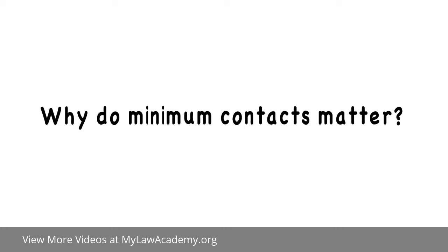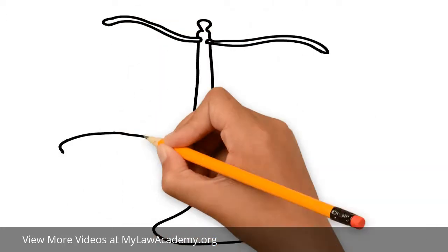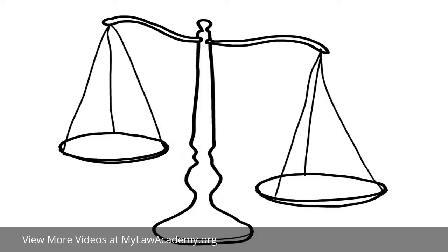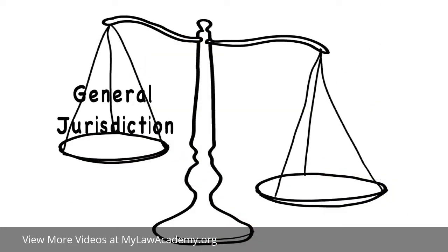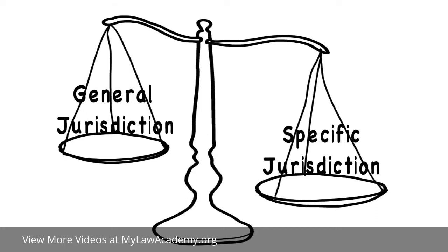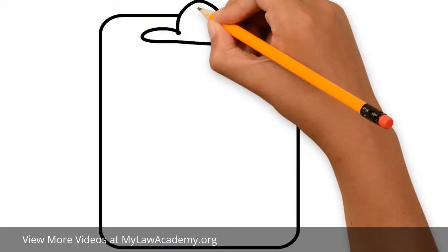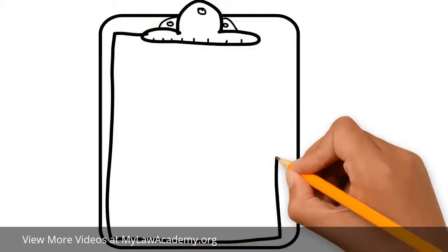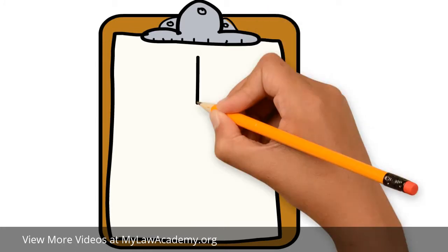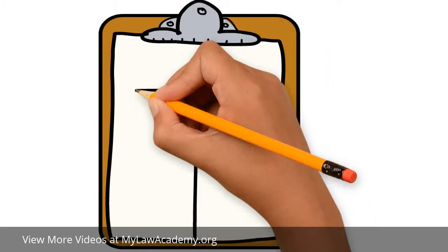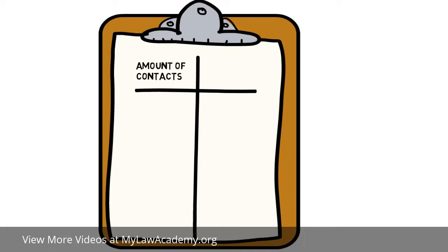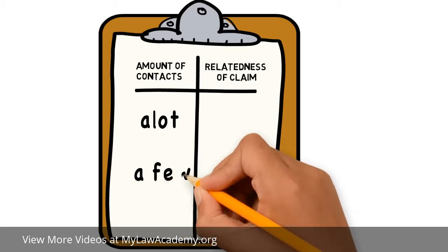Ultimately, the reason minimum contacts is so important is because they determine whether the forum court will have general jurisdiction or whether the forum may only assert specific jurisdiction. Remember, the heart of minimum contacts is this question: were the defendant's contacts with the forum state continuous and systematic, or were the contacts with the forum merely irregular, casual, or a one-time deal?